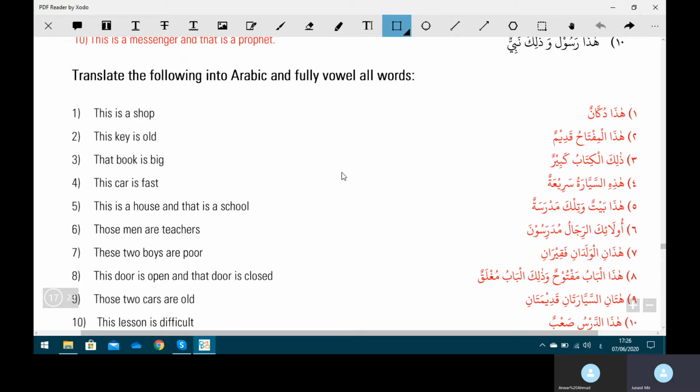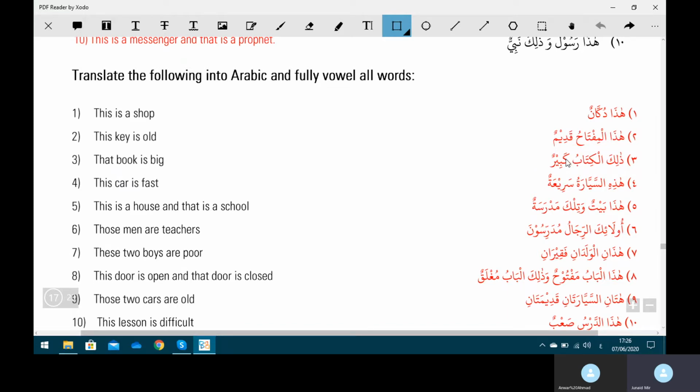Number 3, that book. Again, that's a fragment. ذلك الكتاب, that book. And you have that in Surah Baqarah as well: ذلك الكتاب لا ريب فيه. So ذلك الكتاب, that book, is big, kabirun.